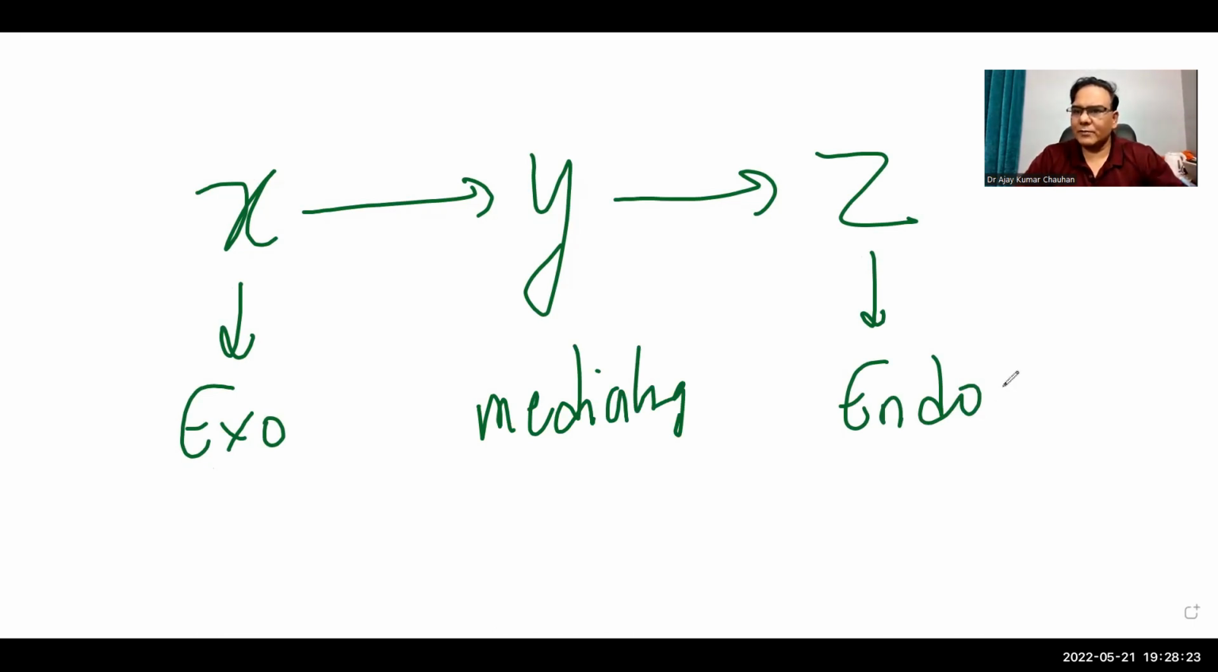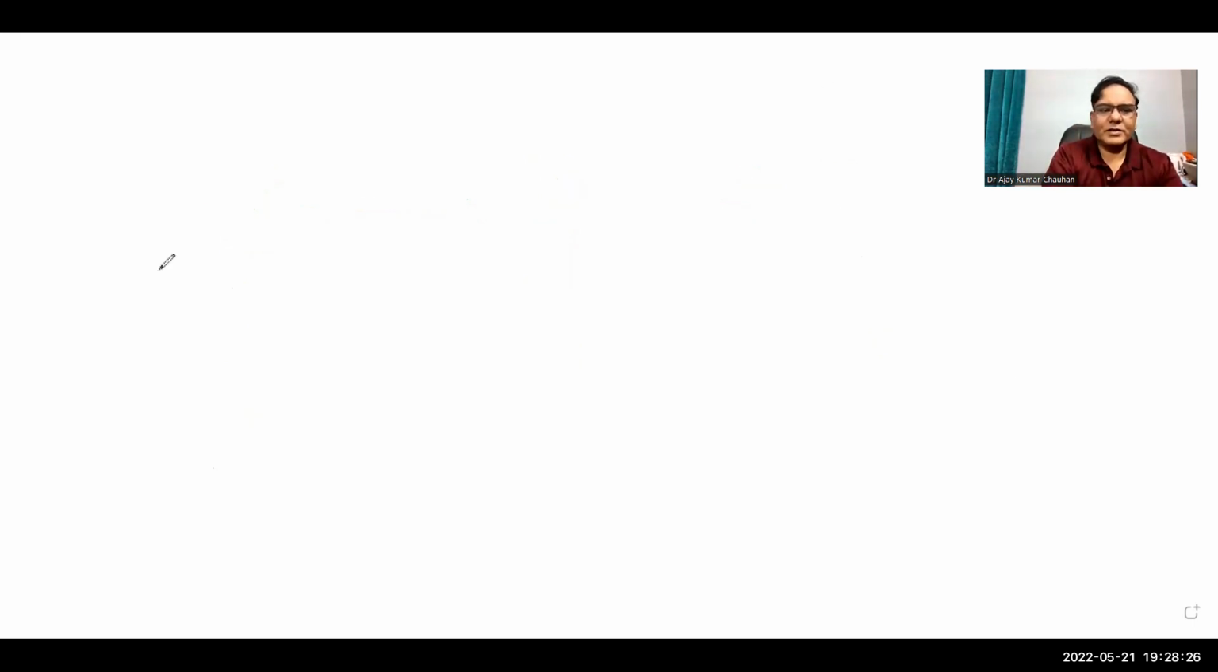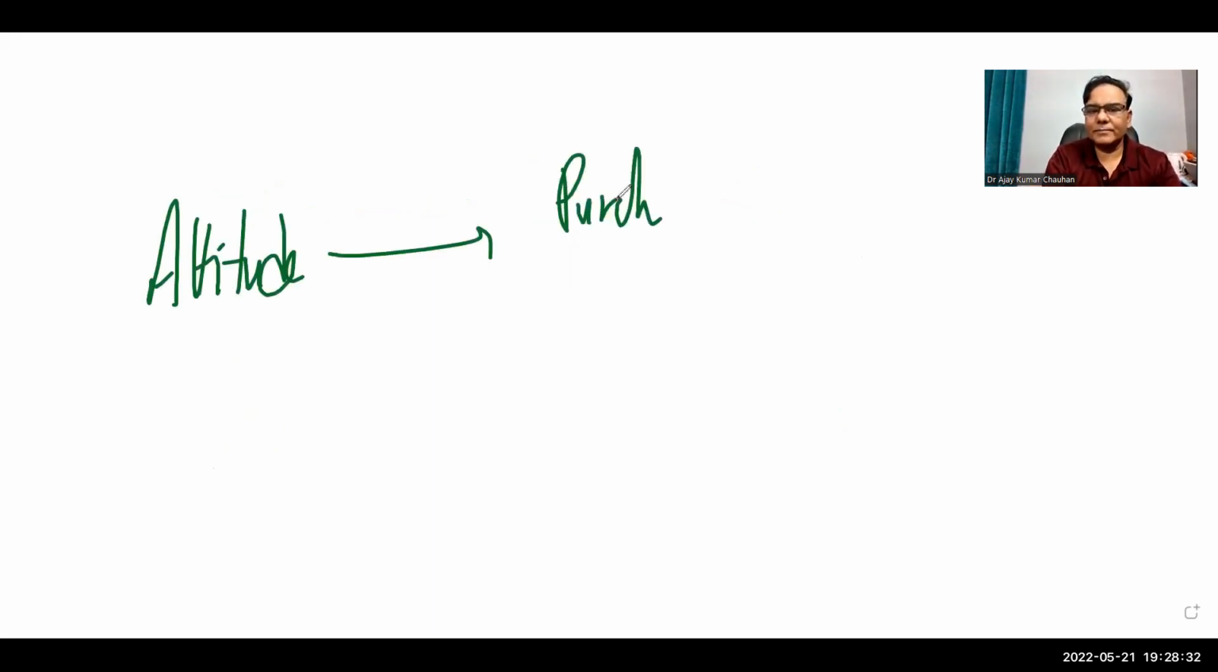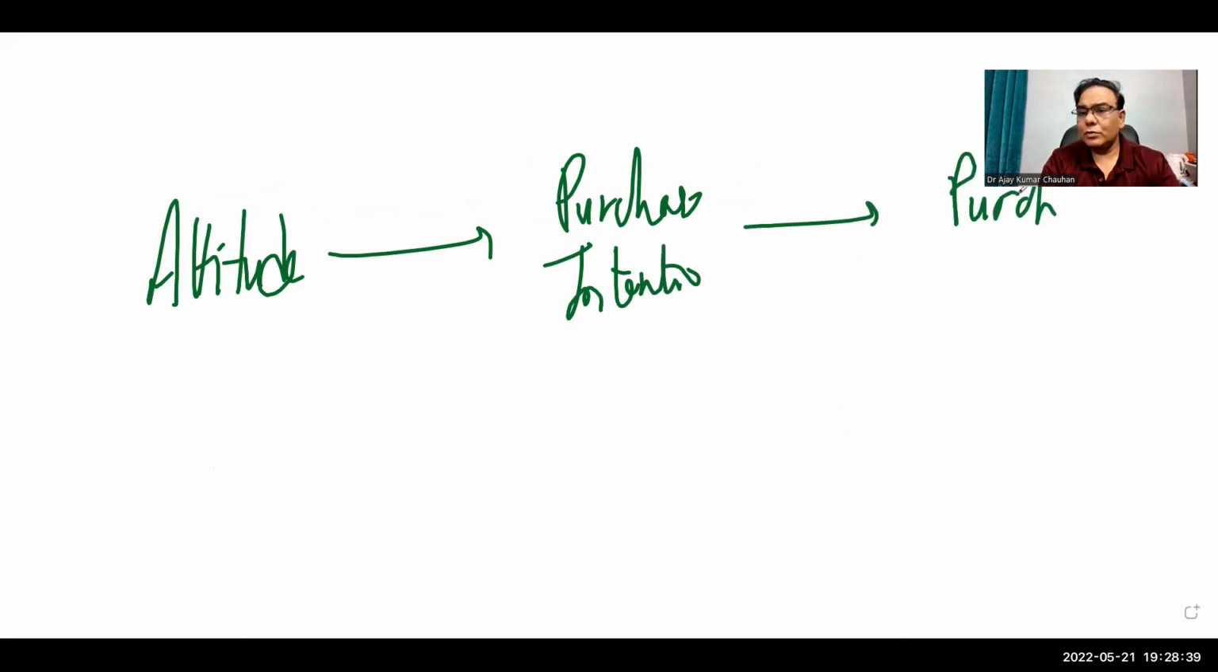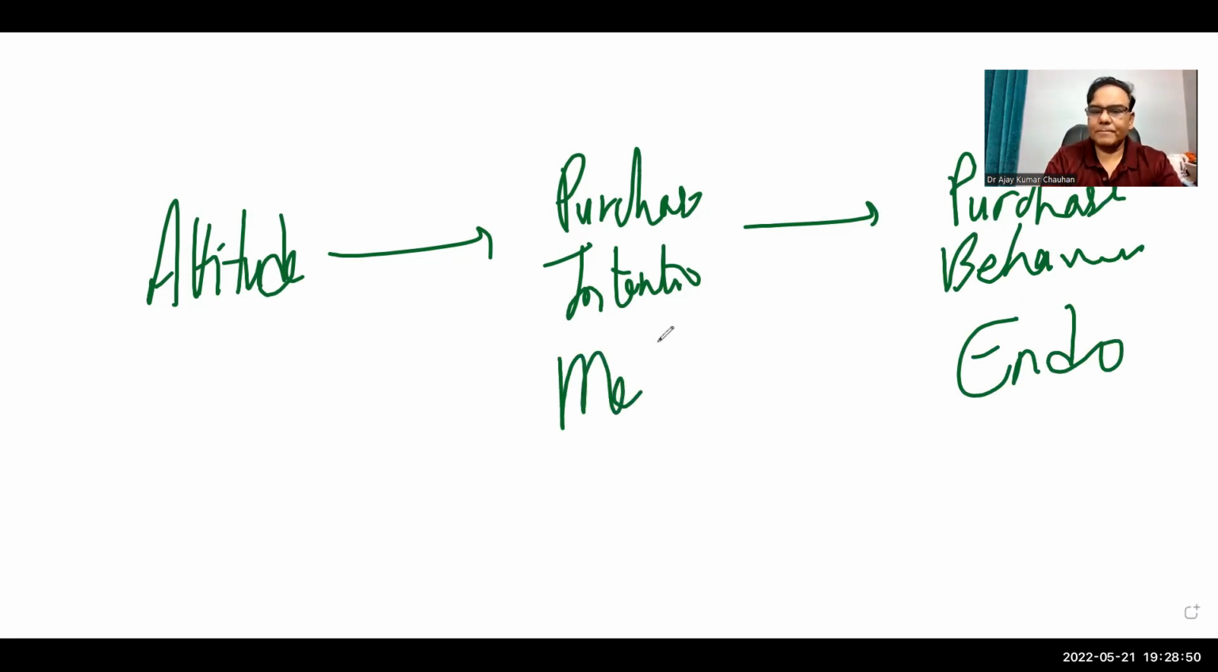Like for example, I'm giving one example. The customer attitude is having the impact of purchase intention, and purchase intention is leading to purchase behavior. So purchase behavior is the outcome variable, dependent variable. We call it endo. This is mediating, and this is called independent or exo. This is one.